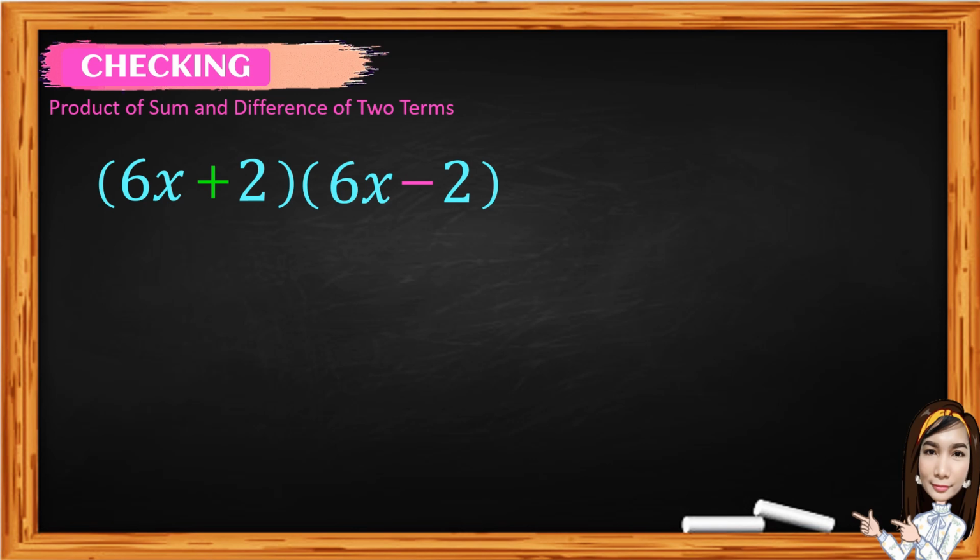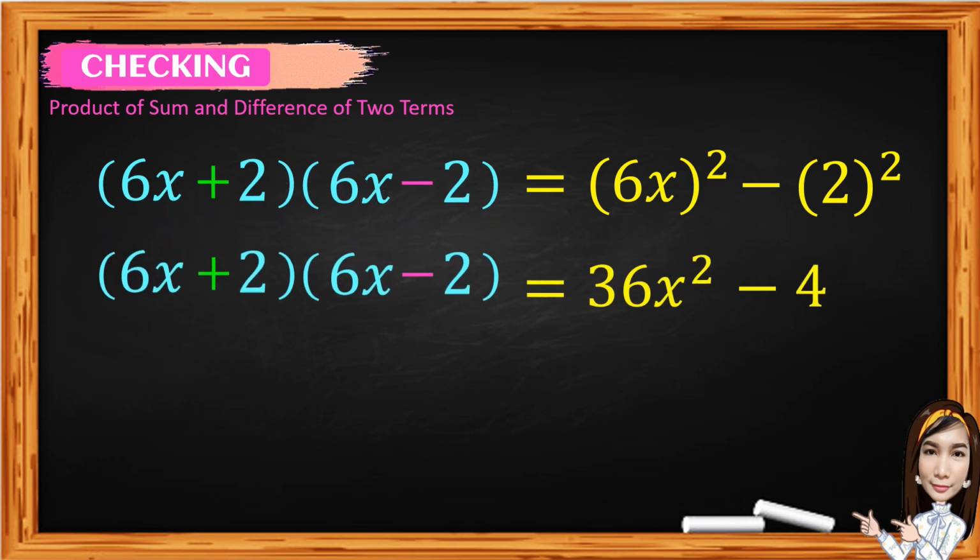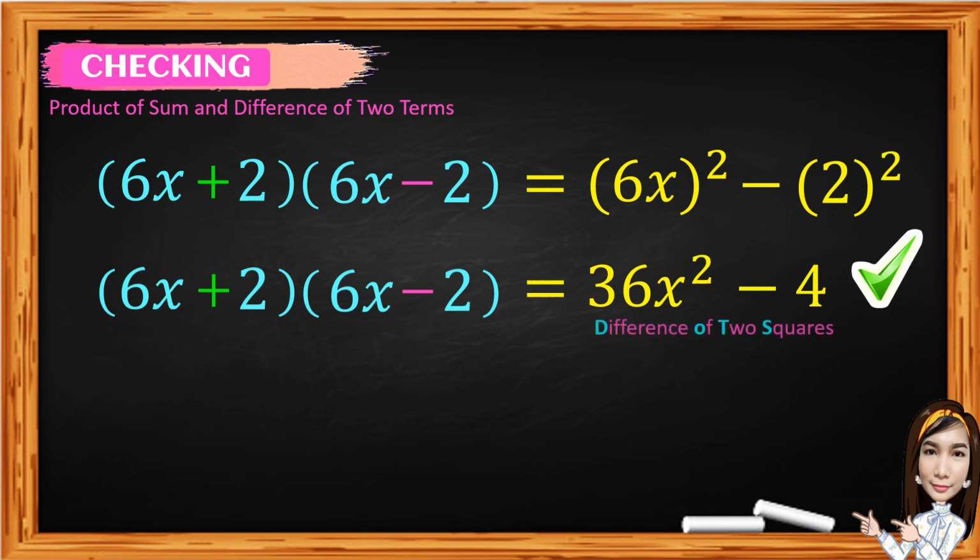Now to check if your factor is correct, we can get the product of sum and difference of two terms. So we're going to get the square of the first term, so we have the quantity of 6x squared, minus the square of the second term, we have 2 squared. So simplify, 6x times 6x, we have 36x squared, minus 2 times 2, we have 4. So you got it correct, and that is in the form of difference of two squares or DOTS.